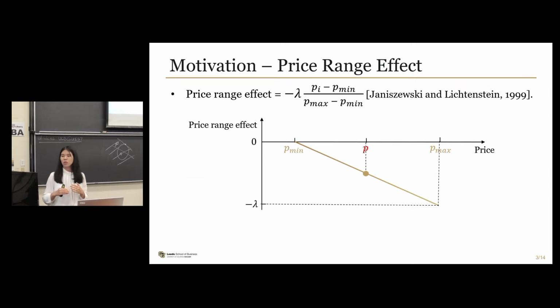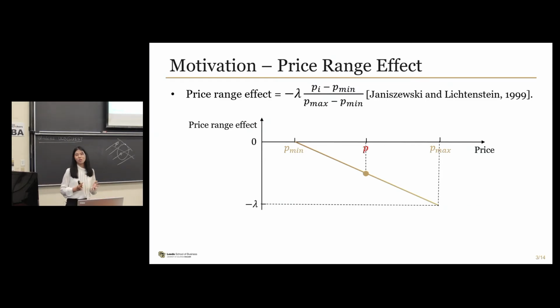And at the point P min, its corresponding price range effect is 0. And at the point P max, the price range effect is equal to negative lambda. And if we focus on a specific point, the price P, then we can use this formula to get its corresponding price range effect.